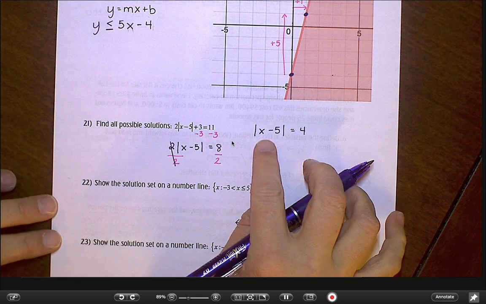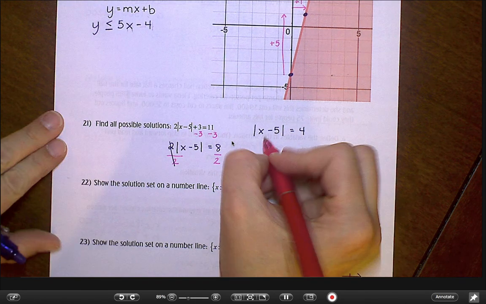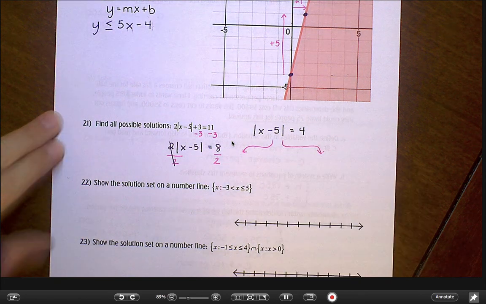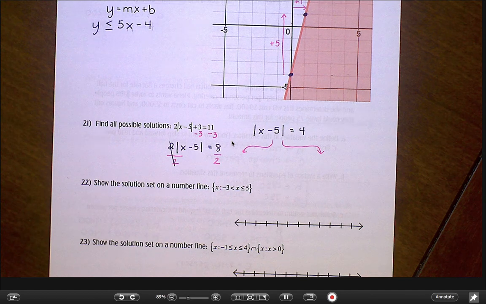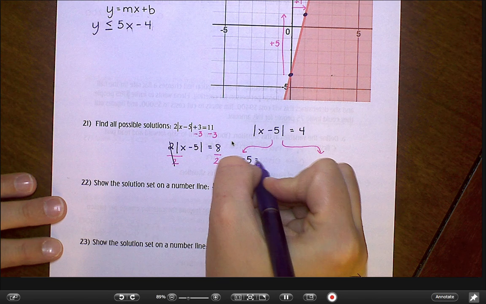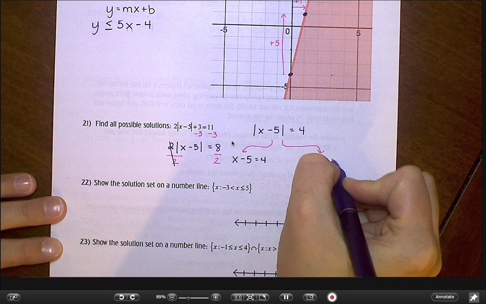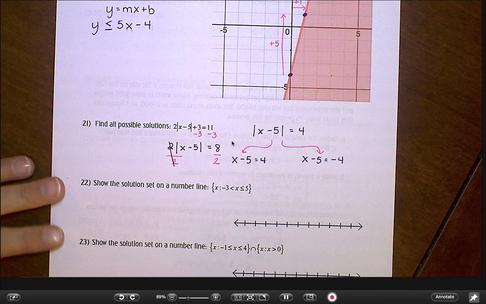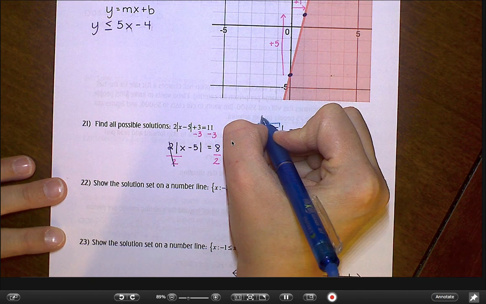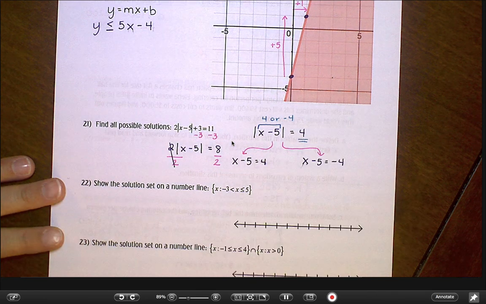This is saying that I'm looking for something that is 4 spaces away from 0. That something could be a positive 4 or it could be a negative 4. Both of those things are 4 spaces from 0. So this leads me to x minus 5 could be equal to 4, or x minus 5 could be equal to negative 4. Really what I'm saying is that this thing in here needs to be either a 4 or a negative 4 to get an absolute value of 4.